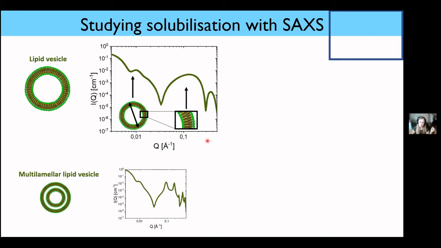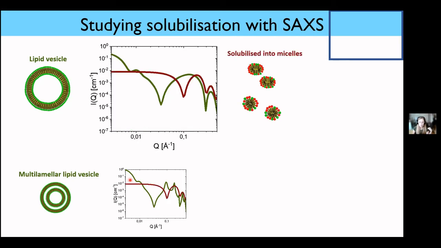And importantly, if you have quite a lot of multilamellar liposomes, you will start to see these Bragg peaks in the bilayer scattering. This is then due to the interference that occurs between this periodic bilayer structure. So that's something to recognize as well.